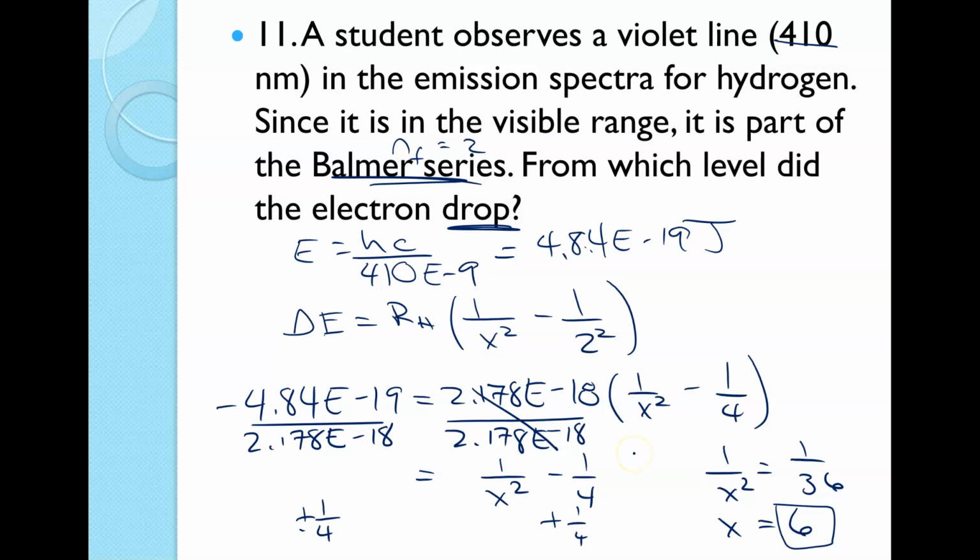This is the hard kind of problem. You have to really kind of know your stuff. The biggest thing is, if the electron dropped, you better make sure you put that negative in there, because that energy is being released. And if you don't, when you add 1/4 over, and this is a positive number, it doesn't work.